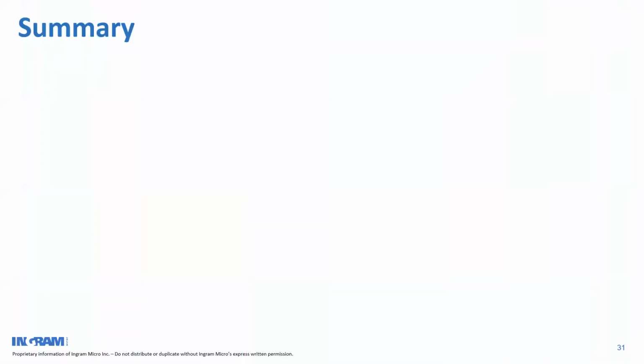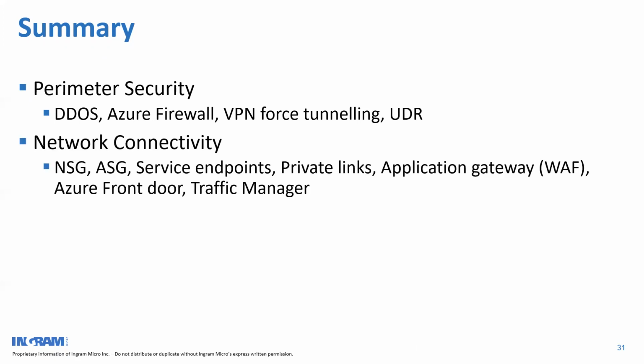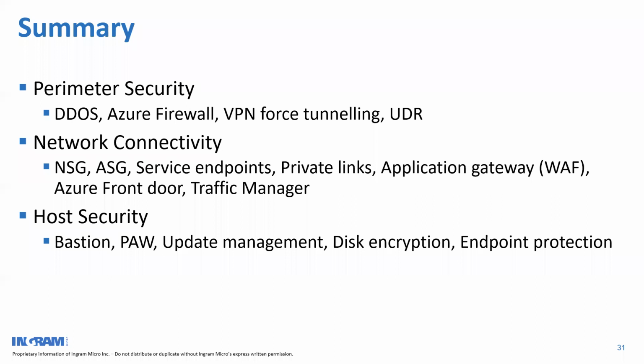So yeah, I think that pretty much summarizes the session for today. So a quick summary: we looked at perimeter network. So we looked at DDoS protection, Azure Firewall, VPN tunneling. We looked at network security, ASG, NSG, Azure Front Door, service endpoints, private links, and we looked at the last one, which is host security.